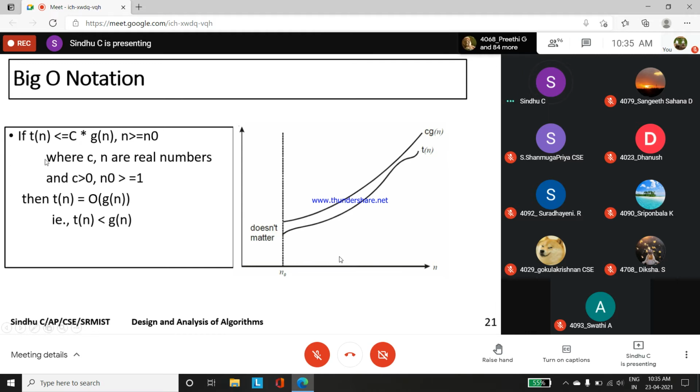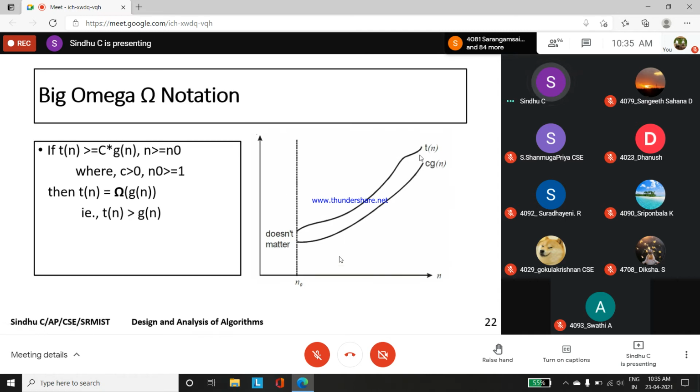If my T of n is less than or equal to some function times a constant, then I can say that T of n is big O of g of n. Which means T of n is less than g of n, and c times g of n is the upper bound of T of n.